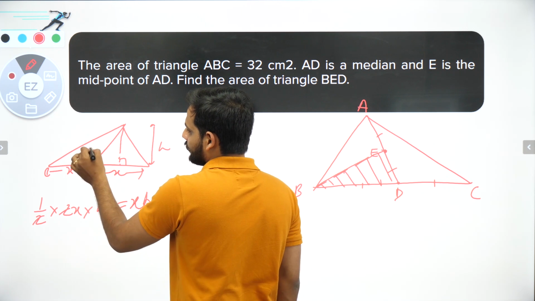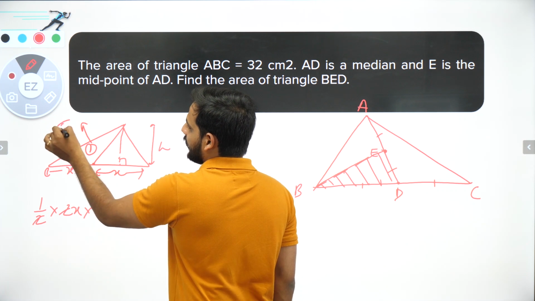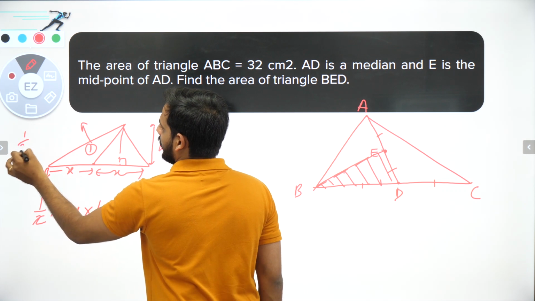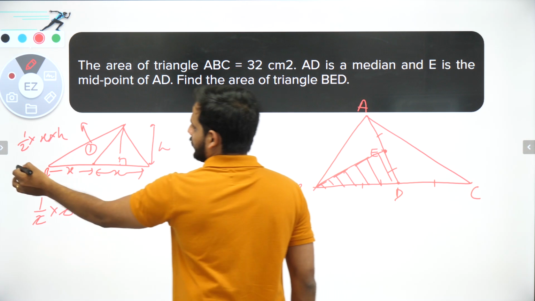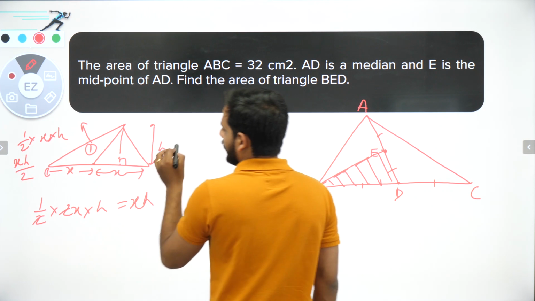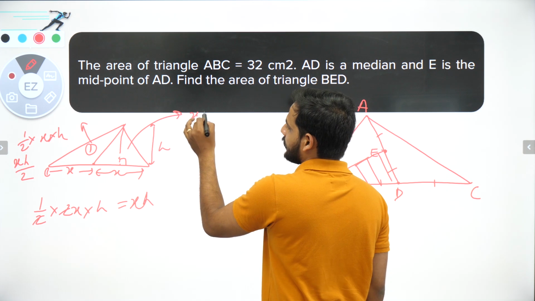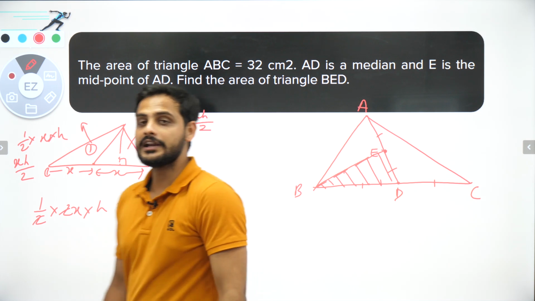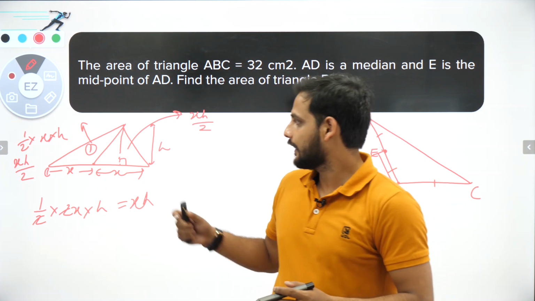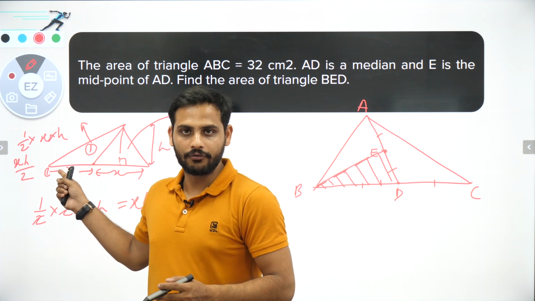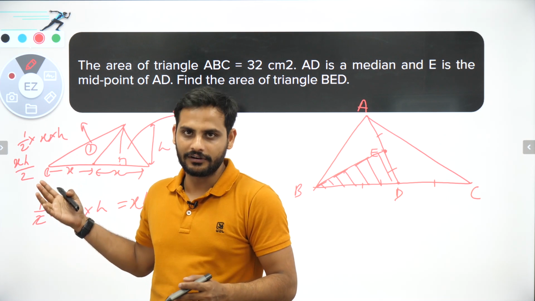And now the area of triangle 1 will be half into base, which is now X, into height H. So it is XH by 2. And here also, triangle 4 will be XH by 2. That means a median divides a triangle into two equal parts area-wise, and the area of each triangle formed will be half of the original triangle, correct?